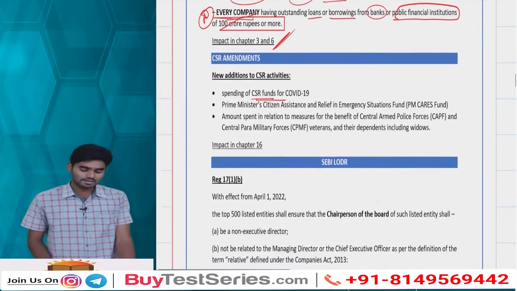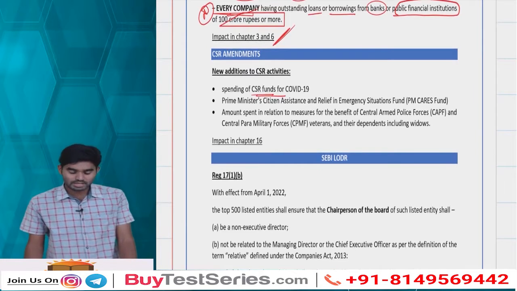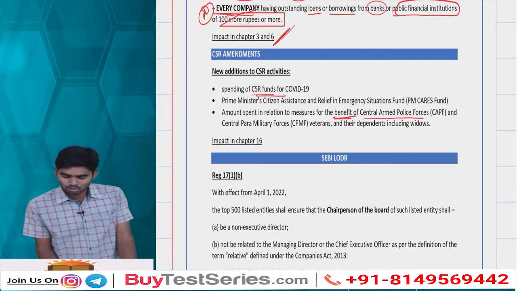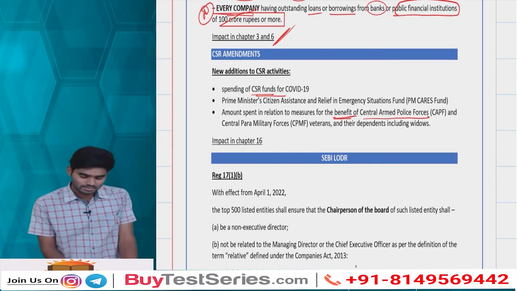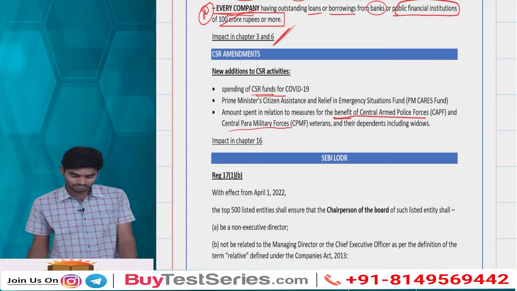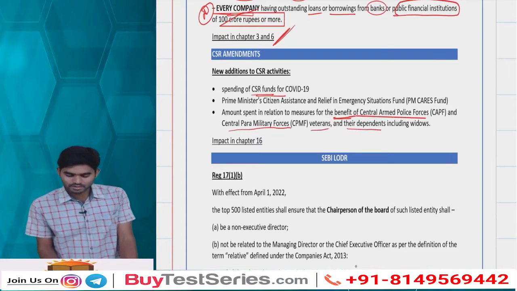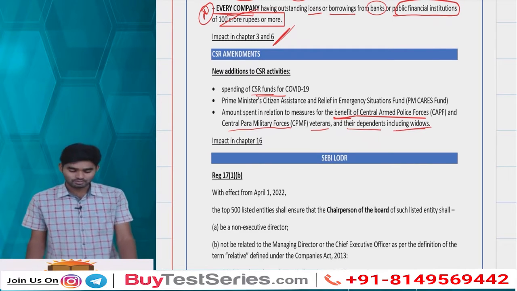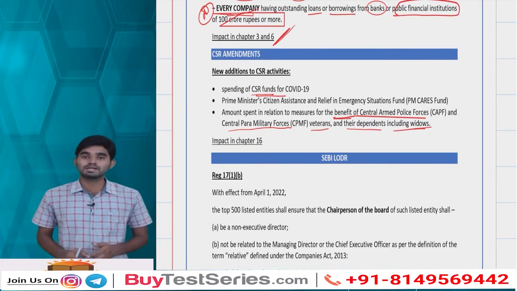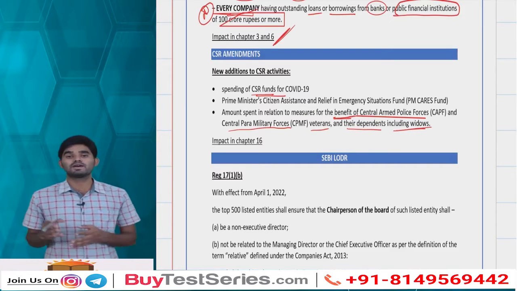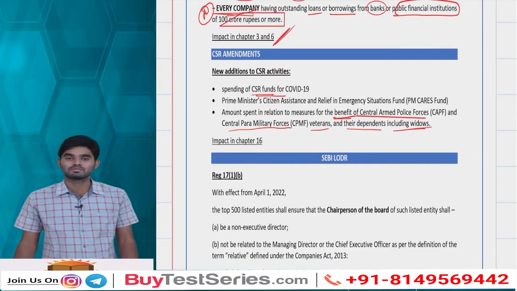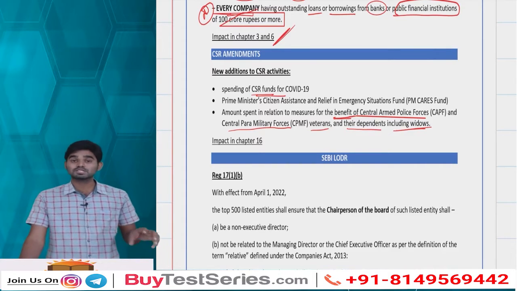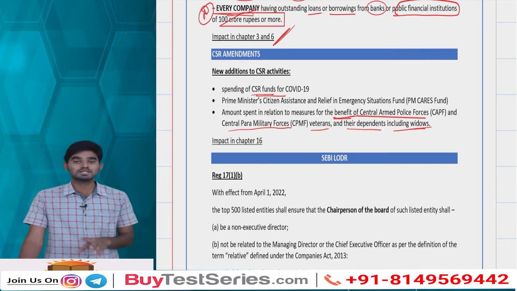Clear, everyone? And the last one, amount spent in relation to measures for the benefit of Central Armed Police Forces CAPF and Central Paramilitary Forces CPMF, veterans and their dependents including widows. So for their benefit, whatever amount you spend will qualify as a CSR amount, CSR activity. Clear, everyone? So these are some specific amendments with respect to CSR that are applicable for the December attempt.